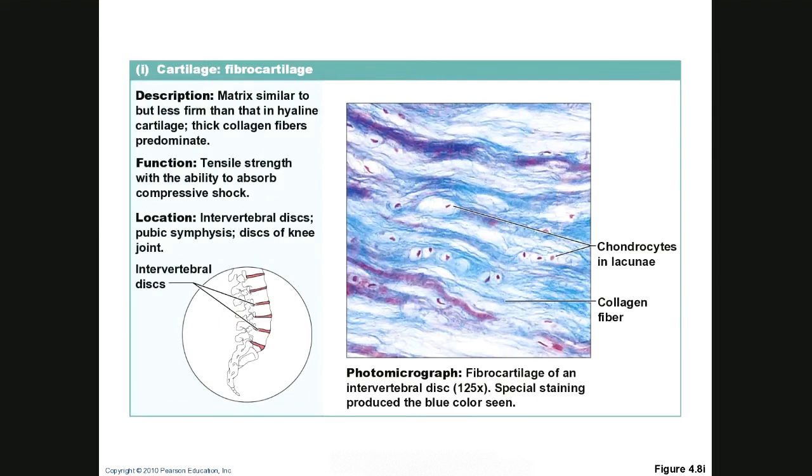Fibrocartilage, matrix similar to hyaline, but it's got more collagen fibers, so it's very strong and good shock absorbers. Things like the discs in the knee, pubic symphysis, and your intervertebral discs. Very strong tissue. The next is bone.